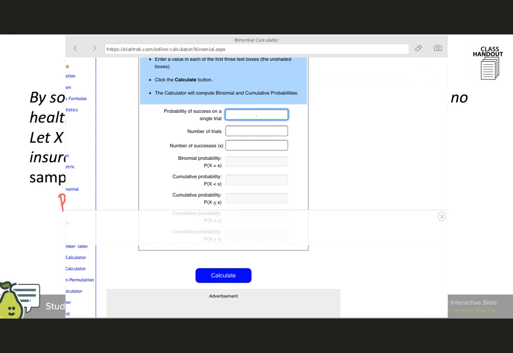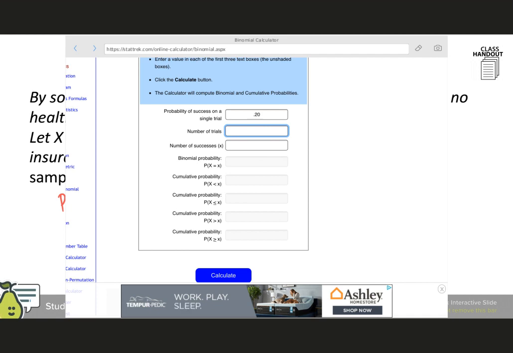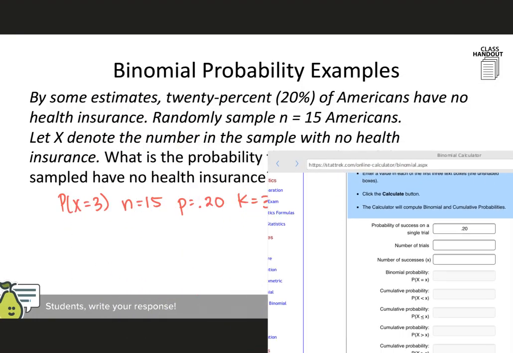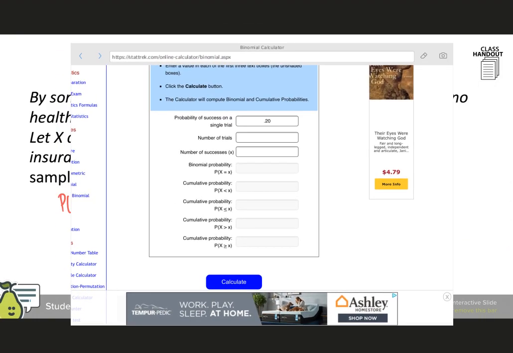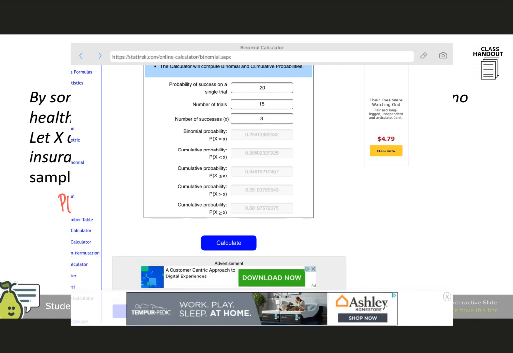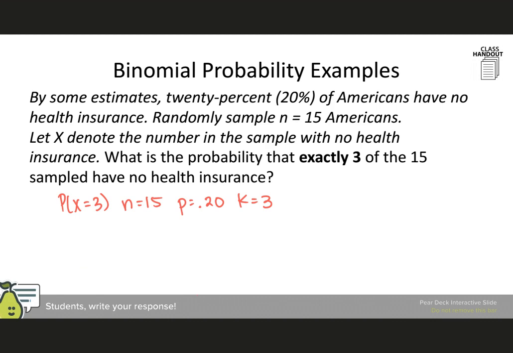So P is 0.20. Number of trials is 15. And number of successes, we're looking for exactly 3. So exactly 3, we're going to look at this first one here. It's going to be 0.2501. So the probability that exactly 3 of the 15 sampled have no health insurance is 0.2501.